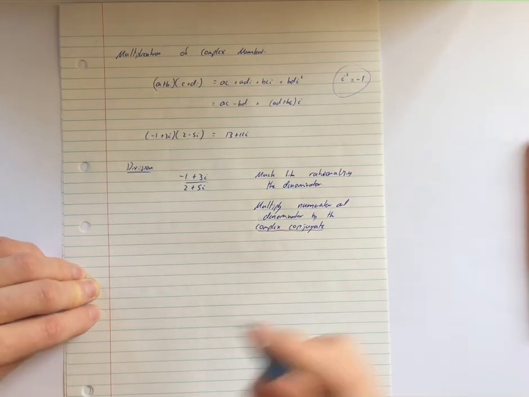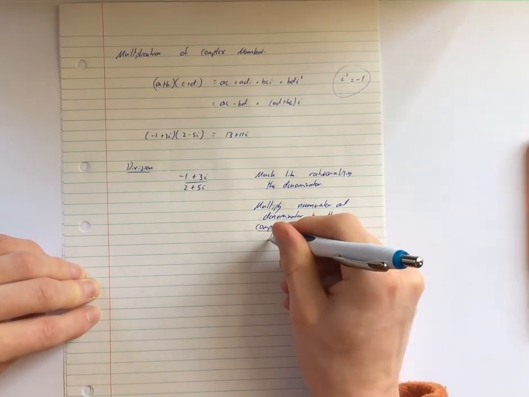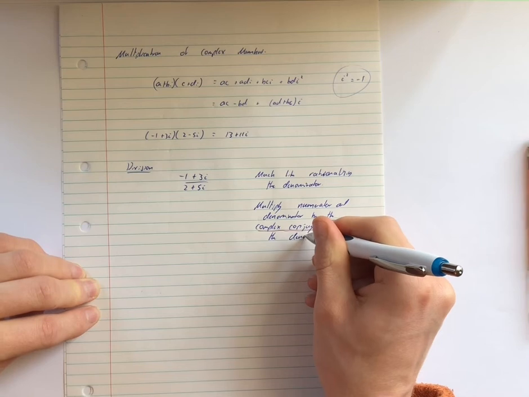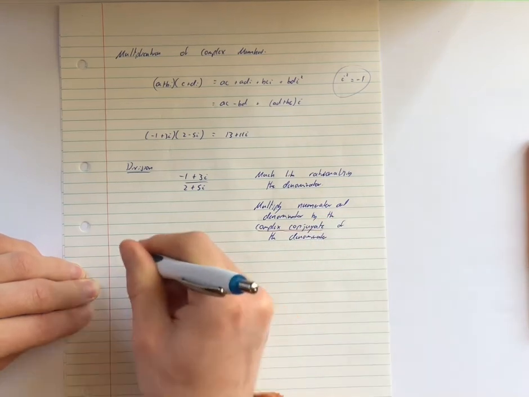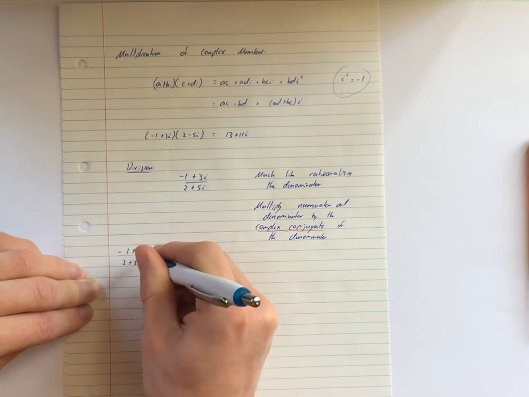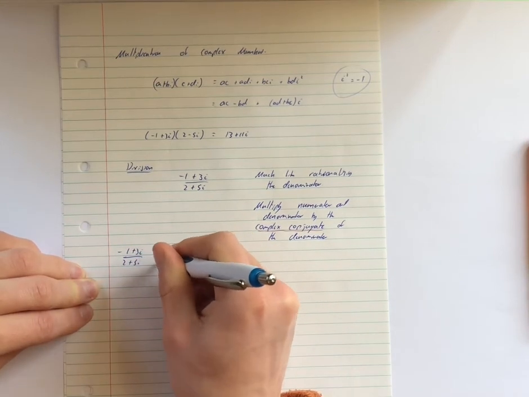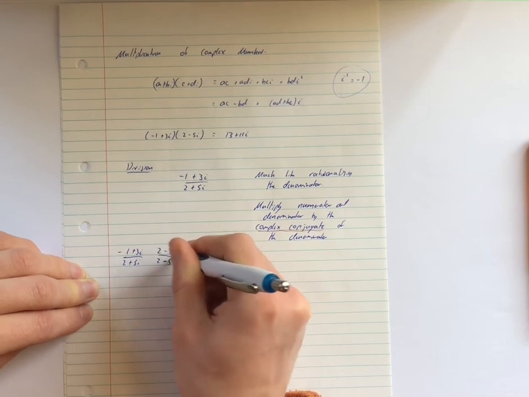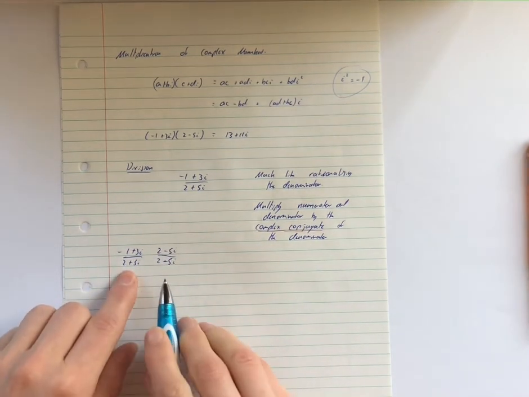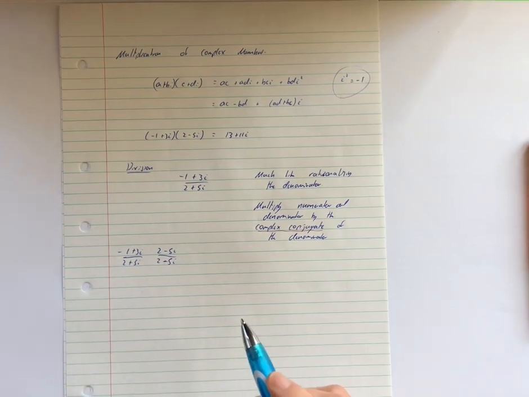So what does that mean? The complex conjugate of the denominator, in fact. So we're going to have negative 1 plus 3i over 2 plus 5i, and we're going to multiply this by 1, but 1's just going to look like this. So it's just the opposite sign on the complex part. You're going to see why that's useful.